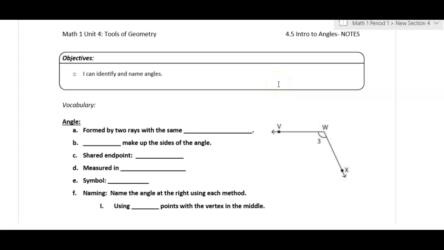All right, Math 1 students. We move on from segments and we go to angles now.